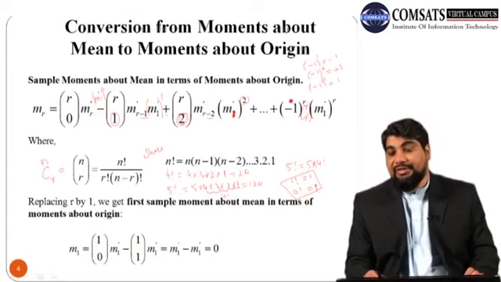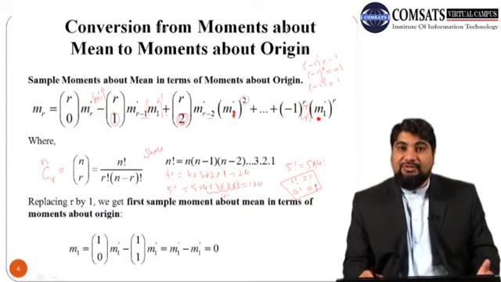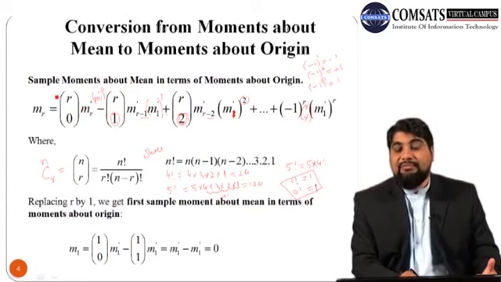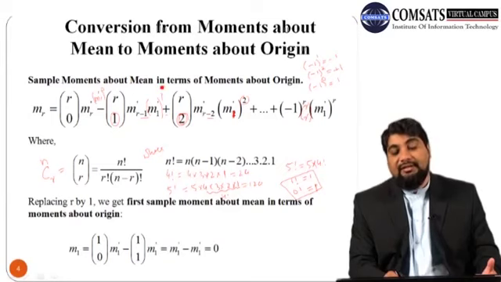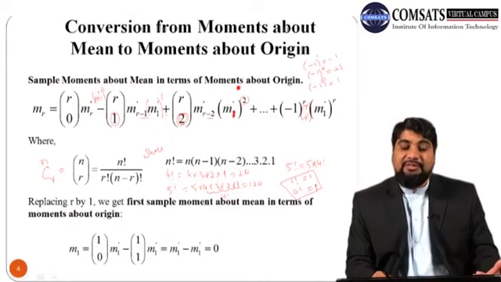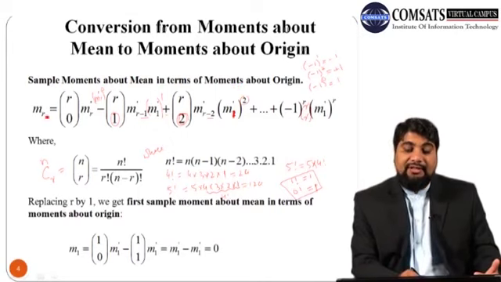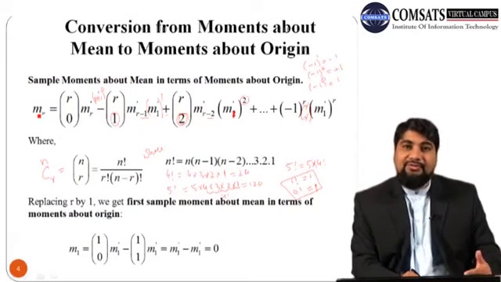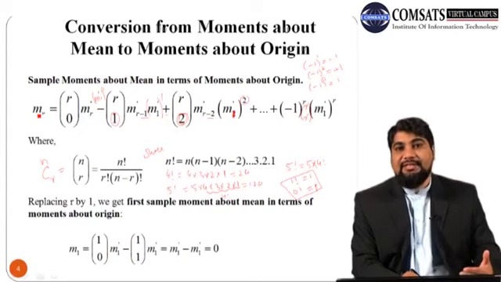So this is one very important formula which I will use in order to calculate the r-th sample moment about mean, the r-th moment about mean in terms of moments about origin. Currently I have written the formula only for sample moments, and then using the same rule we can write the formula using population moments, which I will explain after covering these sample moments.